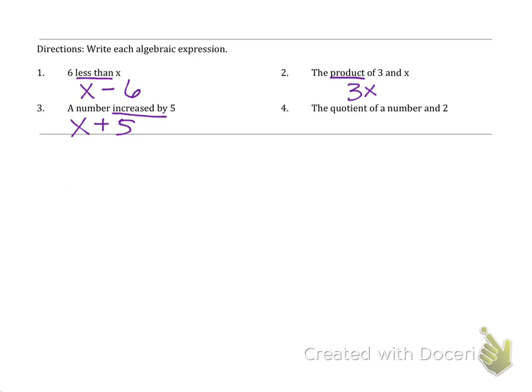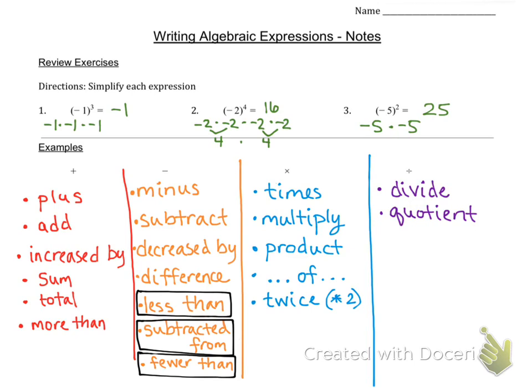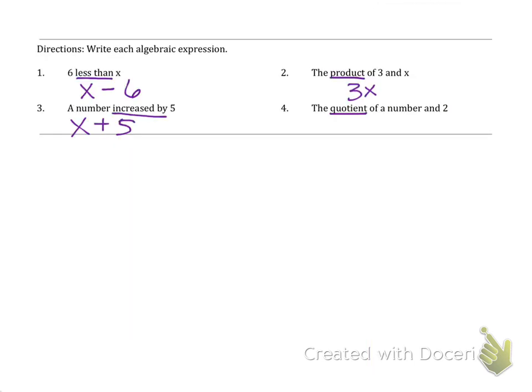And number 4, the quotient of a number and 2. Our key phrase here is the word quotient. Let's look back at our table. Quotient means division. So the quotient of a number and 2 is n divided by 2, or you can write it as n over 2, which also means n divided by 2.